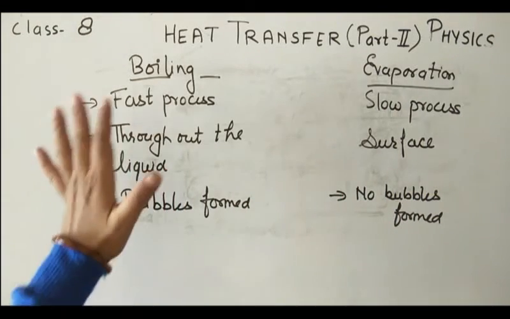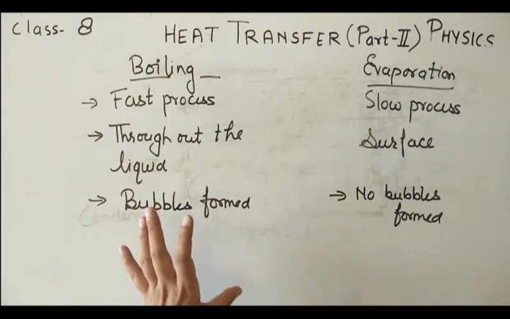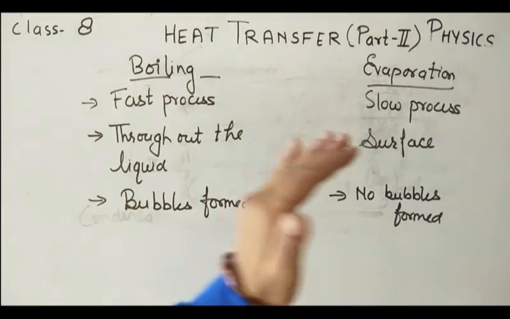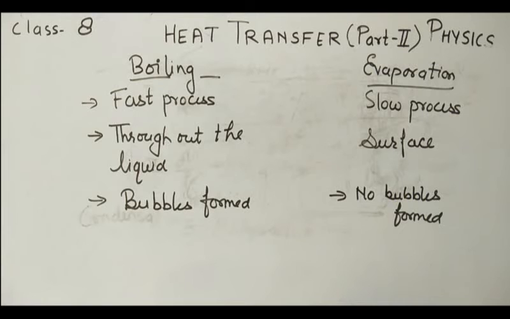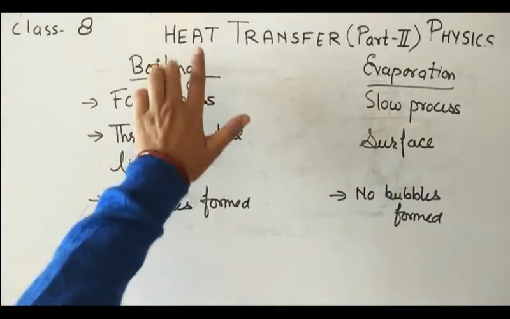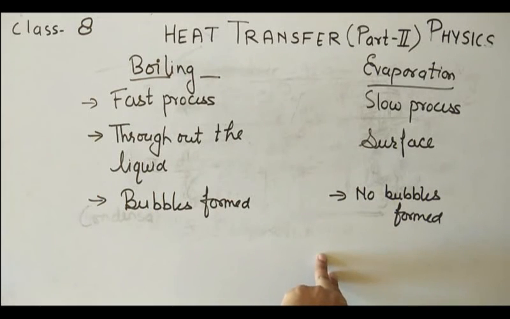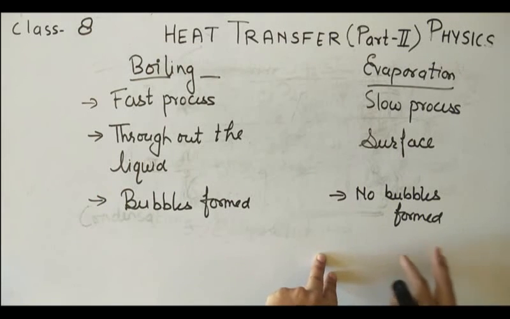Now, one more thing: boiling involves impurities, while evaporation involves water vapor in the surroundings and the nature of the liquid. In a simple way we can say that in boiling, atmospheric pressure and impurities are there, but in evaporation, water vapor in the atmosphere and the nature of the liquid are there.